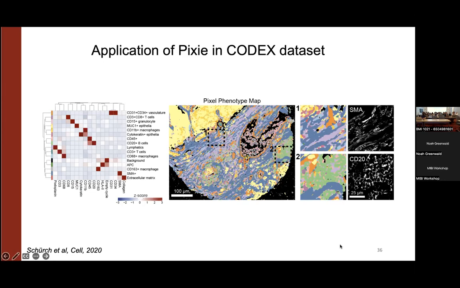And so in this data set, what I did was I included images of empty cycles. And what that means is that these are images that aren't actually looking at protein expression, but are just quantifying the autofluorescence in your tissue.